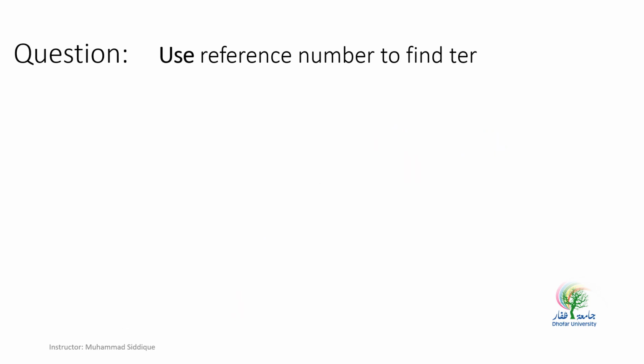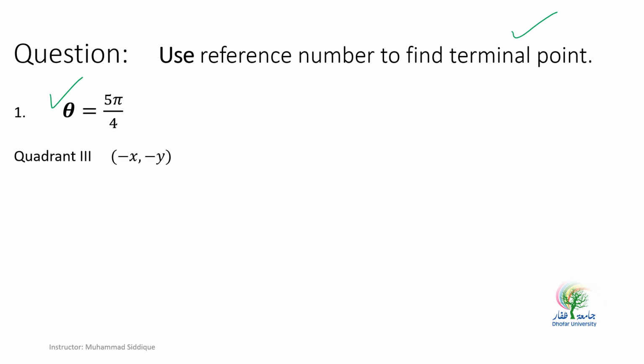Use reference number to find terminal point. We have to find the terminal point. So first of all, we have to find the reference number. This is any angle. For the reference number, we should know the quadrant. So this I have already done: this angle is in quadrant 3. Quadrant 3, you know, x is minus, y is minus.